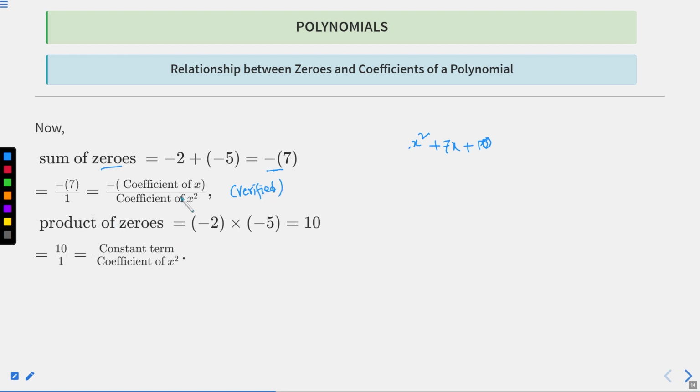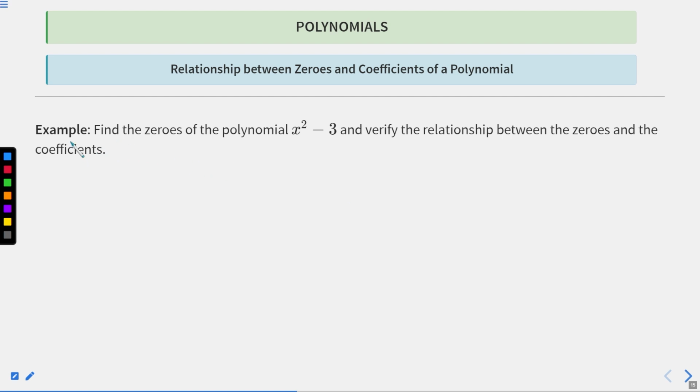And next, product of its zeros. Product of its zeros is minus 2 times minus 5, which is equal to 10, and it can be written as 10 over 1. The constant term is 10 and the coefficient of x square is 1. So 10 over 1 is equal to constant term divided by coefficient of x square. So we get this relationship: product of its zeros is equal to constant term divided by coefficient of x square. Now let us move to the next example.